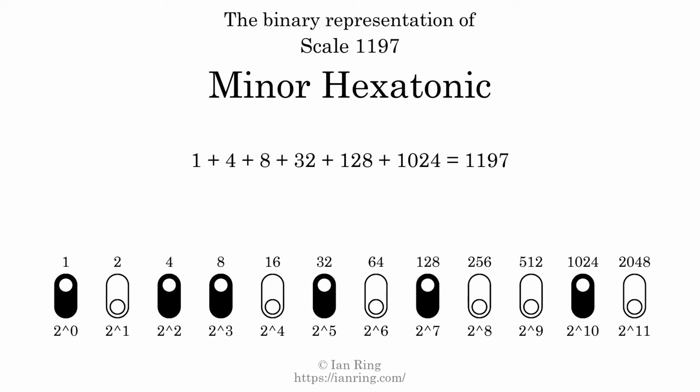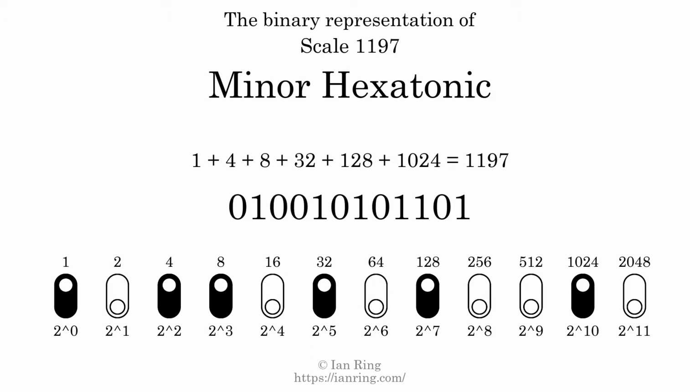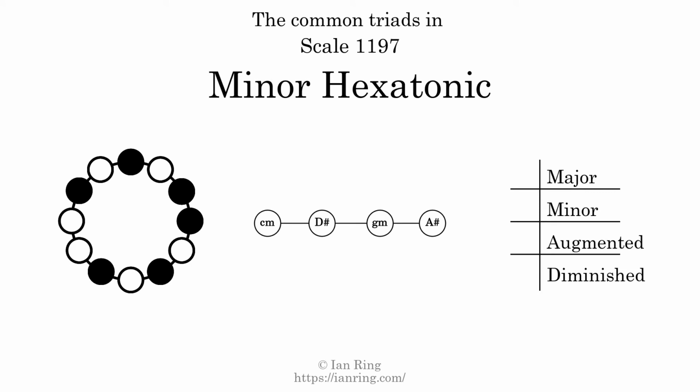1197. The scale number not only enumerates the scale with a unique index, but it also literally describes the tonal content of the scale. Represented as a binary number in base 2, the scale number is 010010101101. Here are the common triads present in this scale.